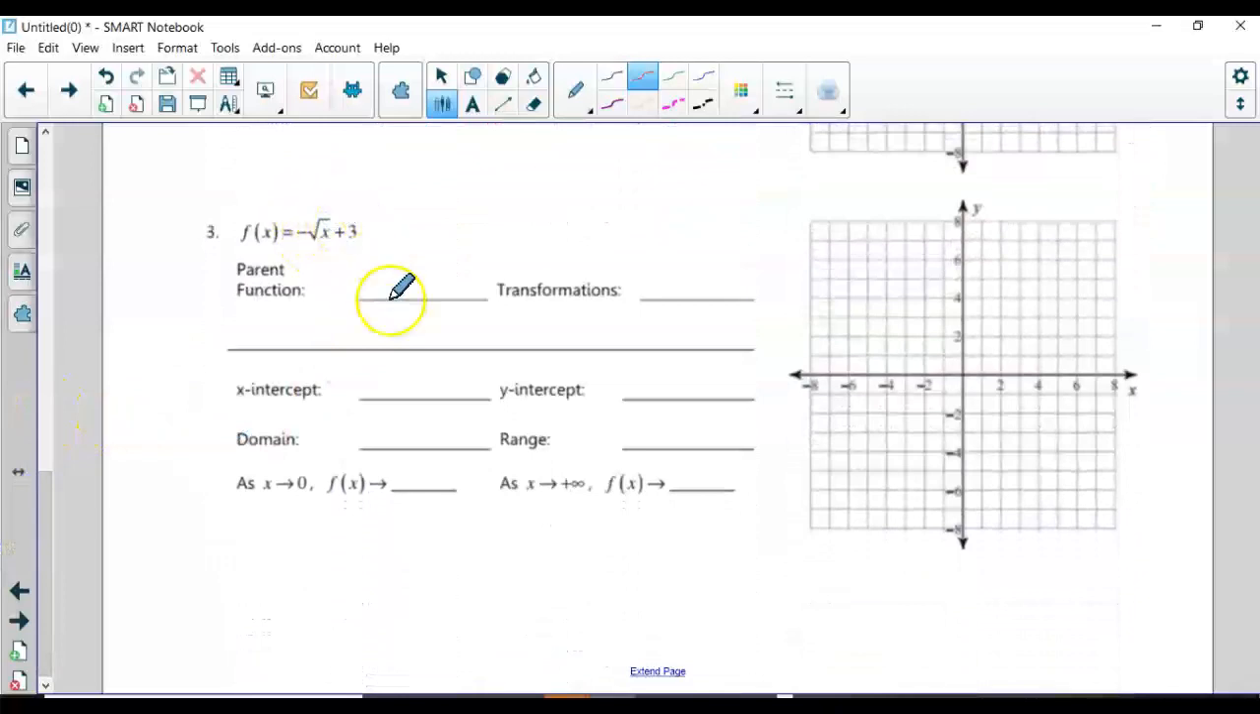Parent function, square root. Square root of x, parent function. Transformations. Well, now a is equal to -1. So that's a flip. And 3, that's k. K is equal to 3, so it goes up 3. This is not underneath the radical, right? This is outside the radical.